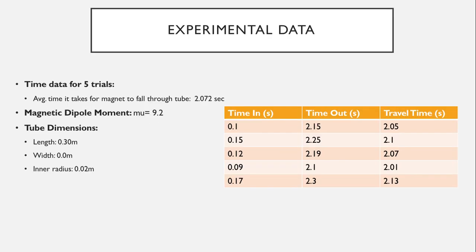So here are my measurements from the 5 trials of the experiment, and I found the average time it took for the magnet to fall through the tube was 2.072 seconds, and this is the magnetic dipole moment that I measured for my magnet using the magnetometer app as well.